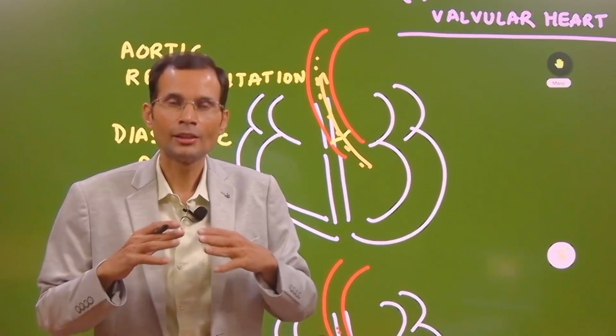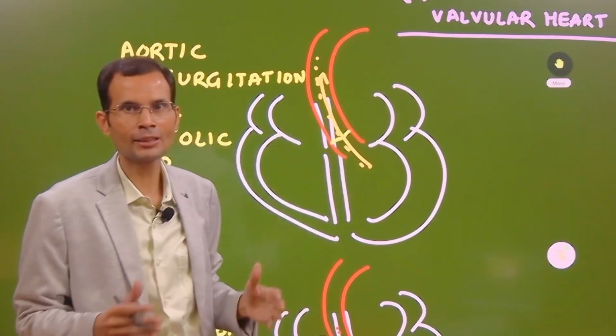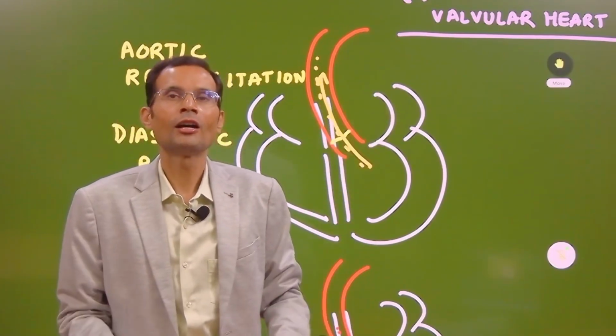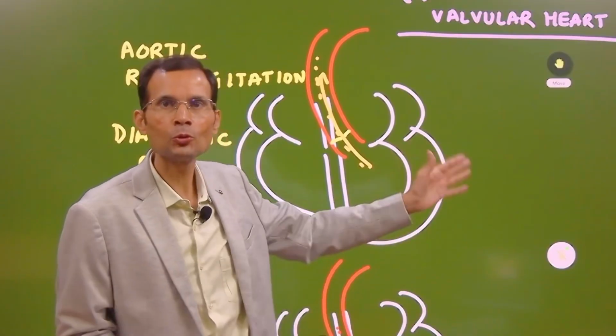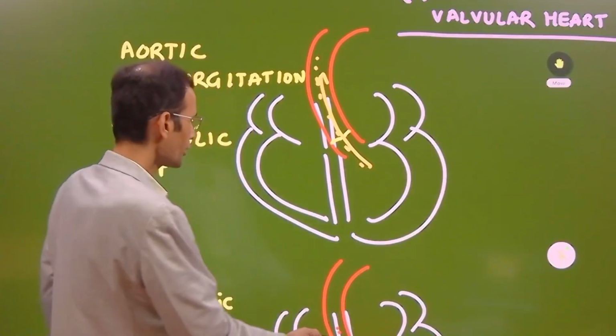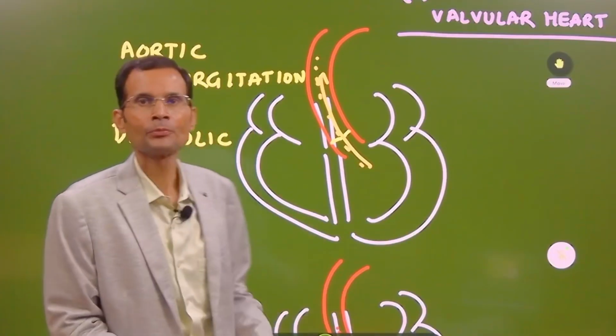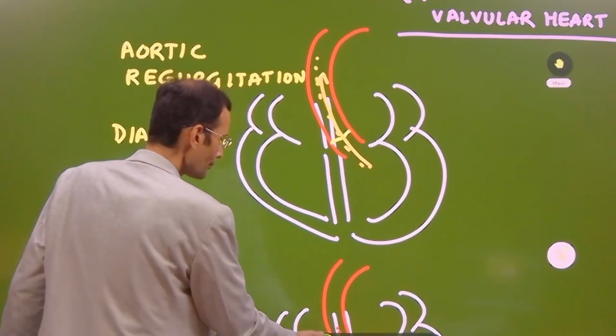Since there is less volume of blood in the aorta and arterial system during diastole, the diastolic BP will be low. It can be as low as even 6 mm of Hg as in this case. So that was a big hint that it could be aortic regurgitation.